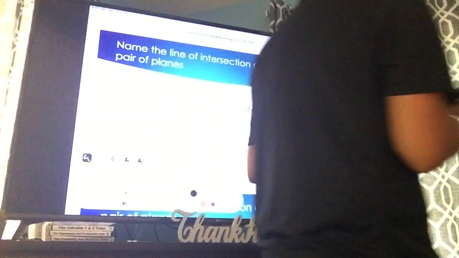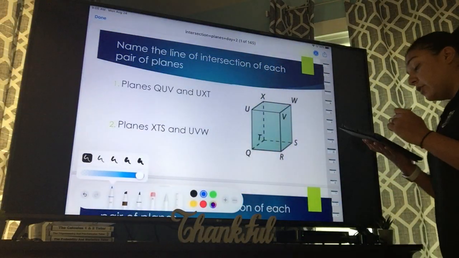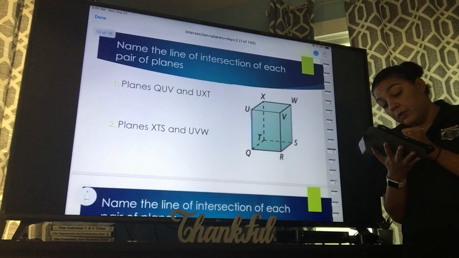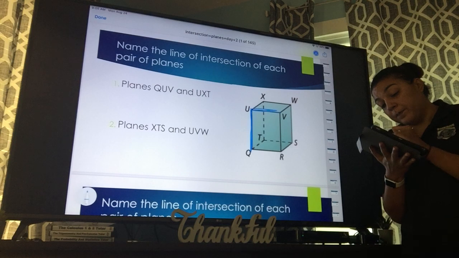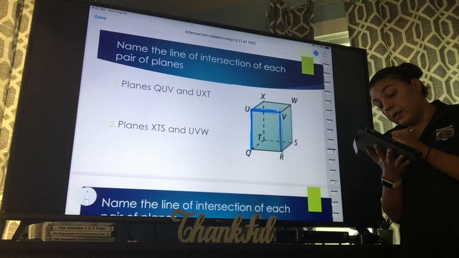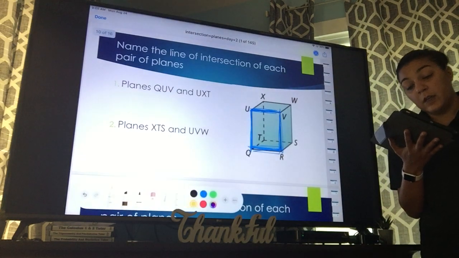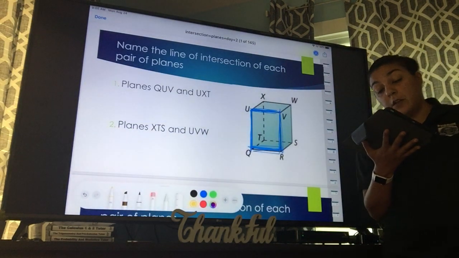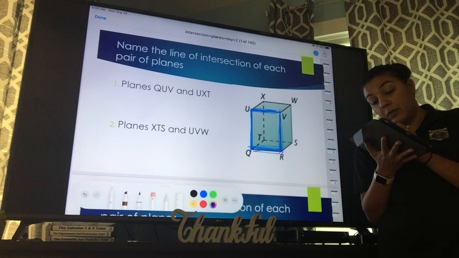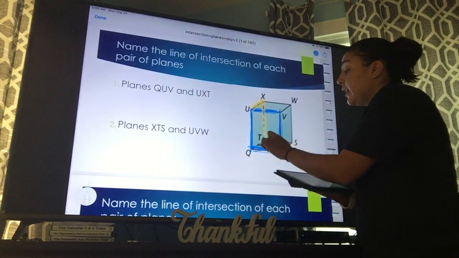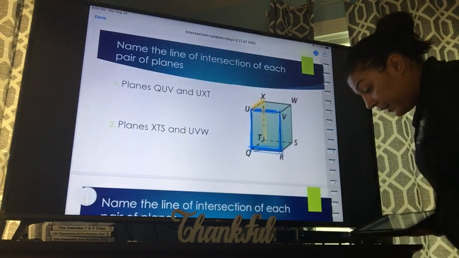Okay, the next one says planes Q, U, V. So I got Q and U and V. Okay, well we can tell that this plane is going to be this front one. And then for our other one it's UXT. So here's UX, and then I need XT. Well, you can tell that this one is going to be this side plane.